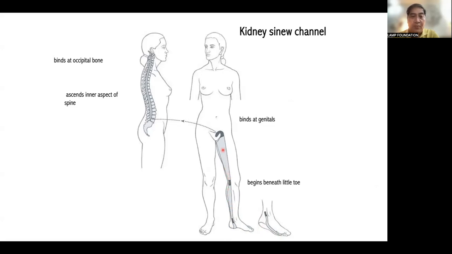It then joins with the spleen channel and proceeds upwards along the medial aspect of the thigh to the genital region. A branch ascends along the side of the spine to the nape of the neck, where it connects with the occipital bone and converges with the bladder muscle channel.